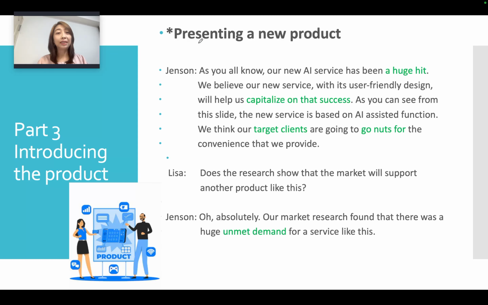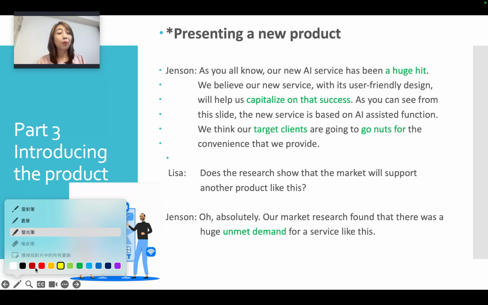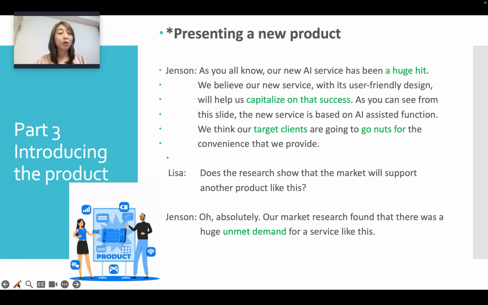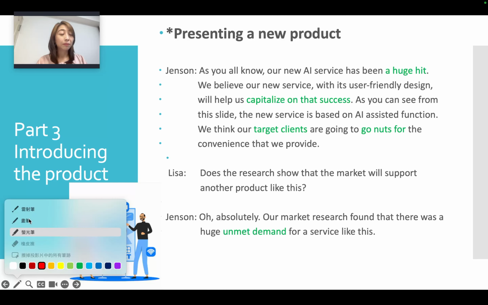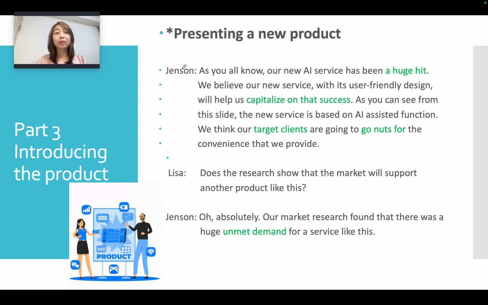So everybody, as you can see here, presenting a new product. We need to always keep in mind what is important to talk about. What is important about our product? So for example, Jensen says, as you all know, our new AI service has been a huge hit. So everybody, does a huge hit mean popular or not popular? Yes, a huge hit means very popular.